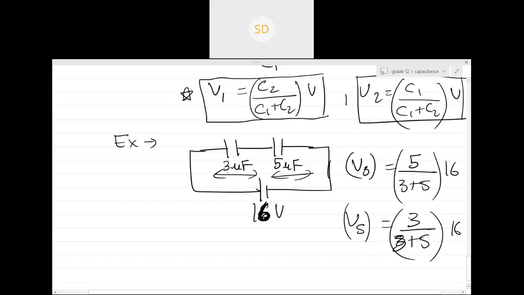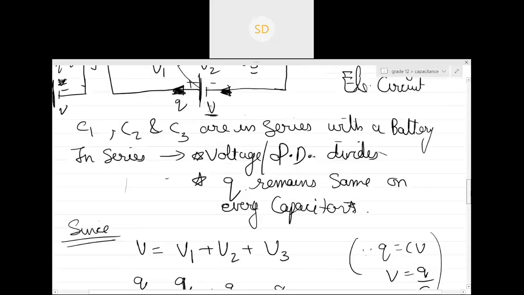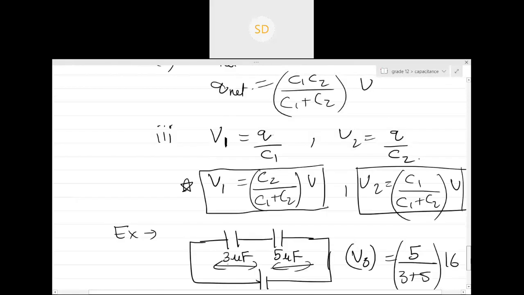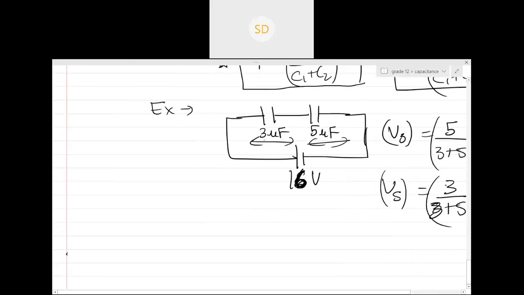So remember this, this is how you will solve the problems based on series combination. Any doubt in here? Guys, shall we move on? Shall we move to the parallel combination? Yes, sir.